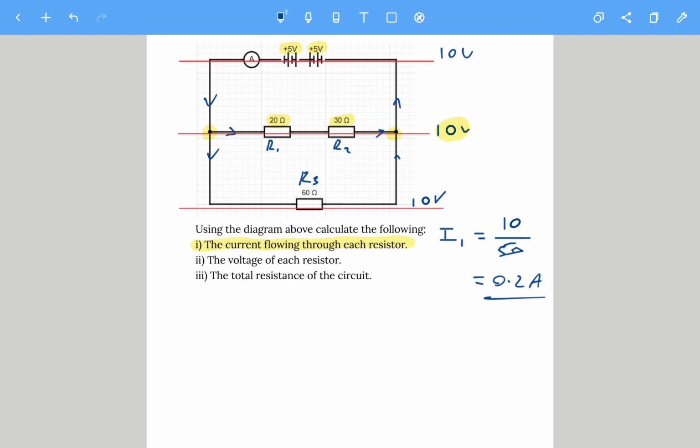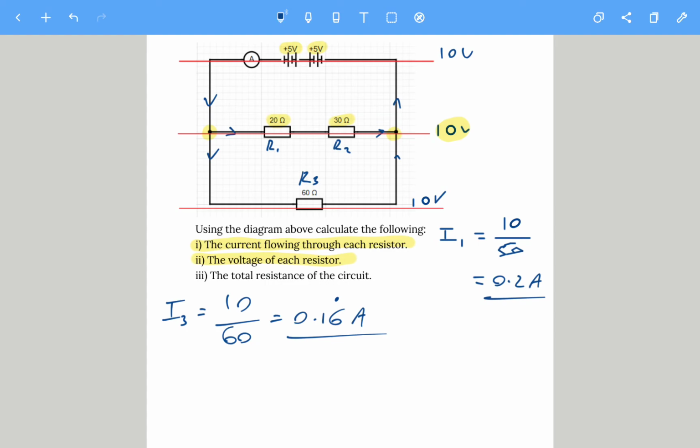And then let's do R3. So the current for R3 is the total voltage across that resistor. And there's only one resistor, but it's still 10 volts, divided by the resistance of 60 ohms. And that gives us a current on the bottom row, which is equal to 0.16 recurring amps. So that's the first one done. Next one, the voltage of each resistor.